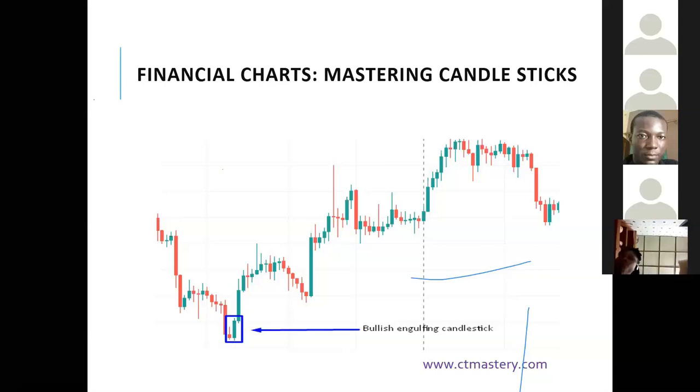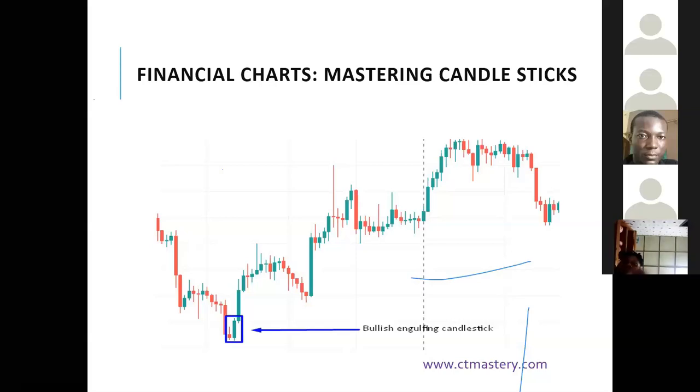But it is not, like I said in the beginning, forecasting. It is the game of probability. When this happens, this is what likely happened. It doesn't mean that this is what must happen. Okay, so when we see this, we say we are 50% sure that this may go up.